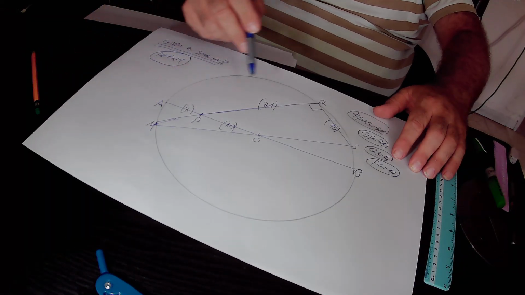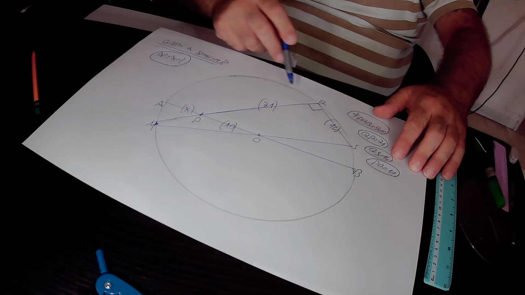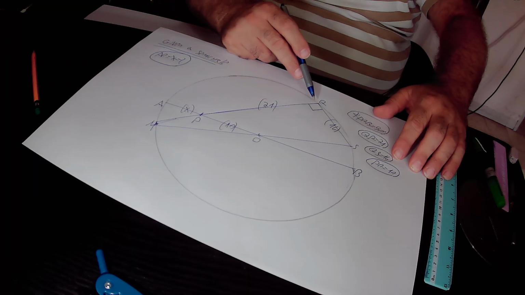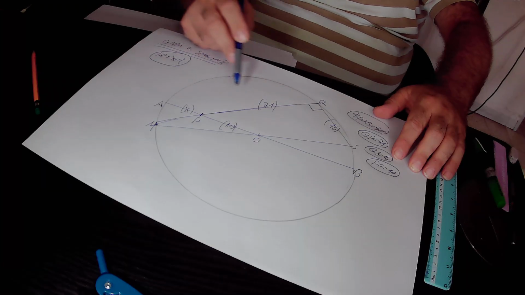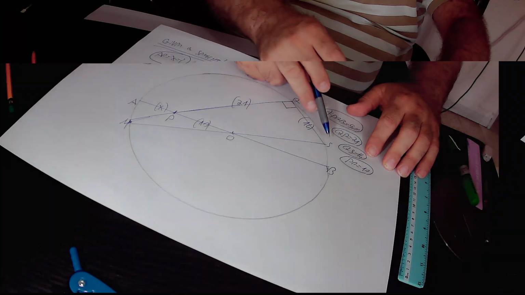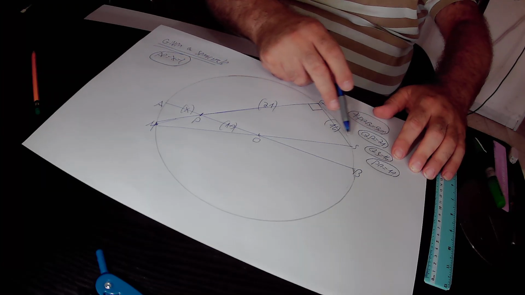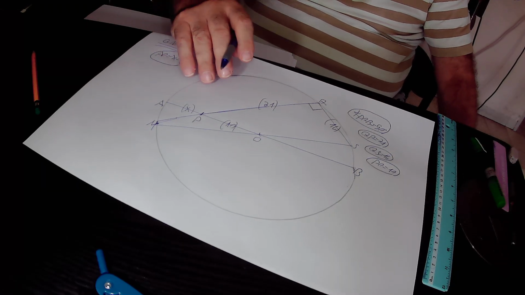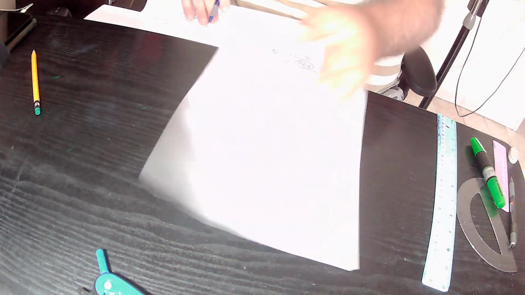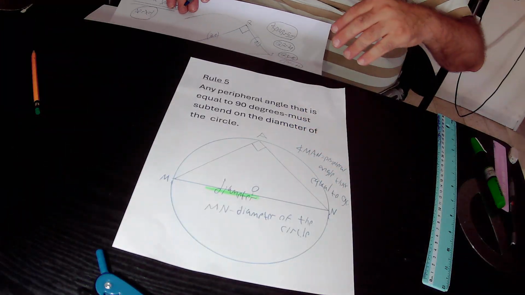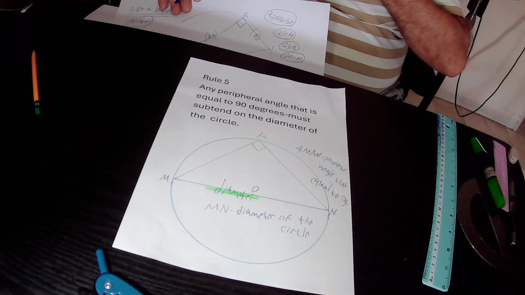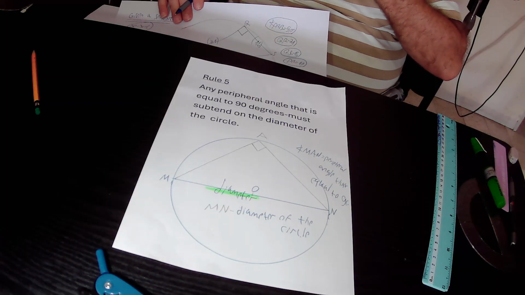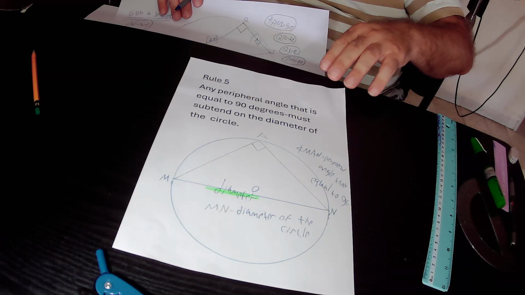Peripheral angle SQM equals 90 degrees in size, and peripheral angle SQM subtends on chord SM. Again, peripheral angle SQM subtends on chord SM. Here we can implement Rule 5. So, I'll repeat, click on Rule 5. According to Rule 5, any peripheral angle that equals 90 degrees must subtend on the diameter of the circle.